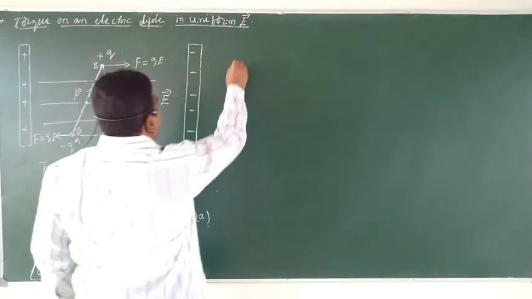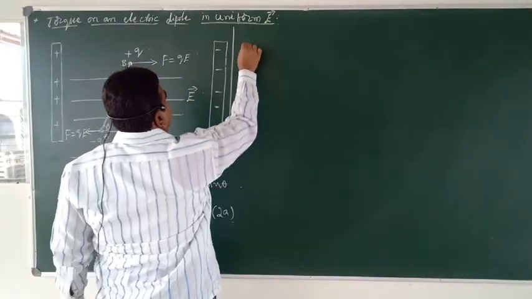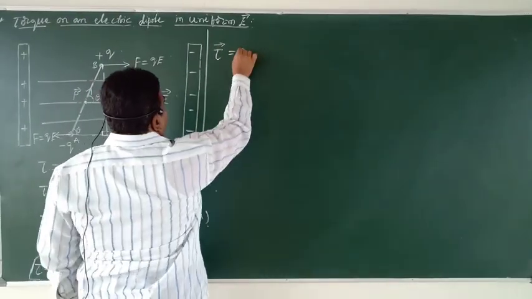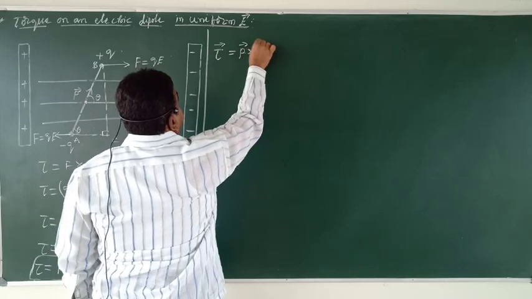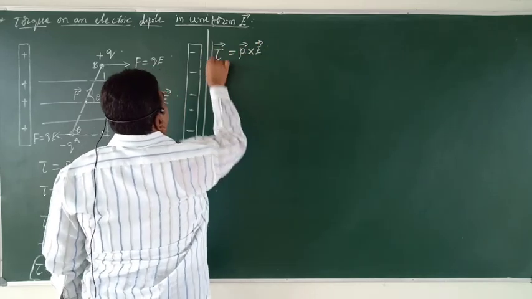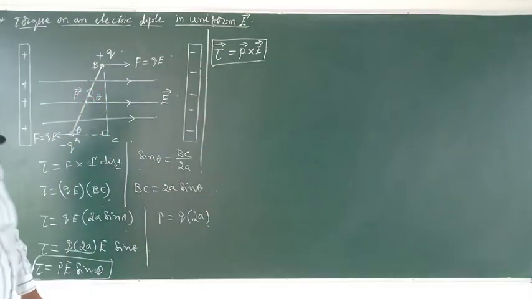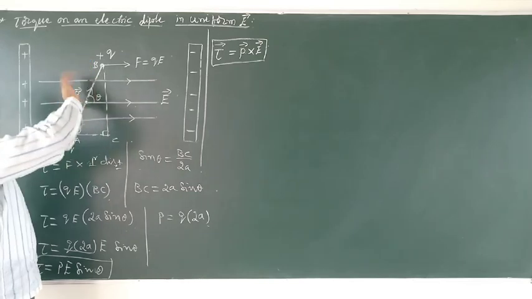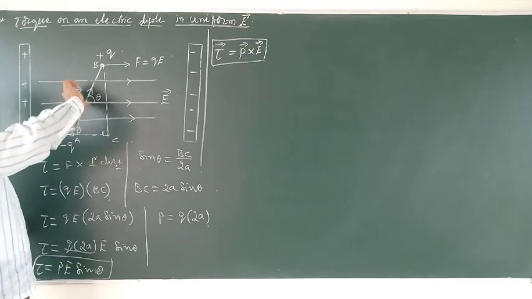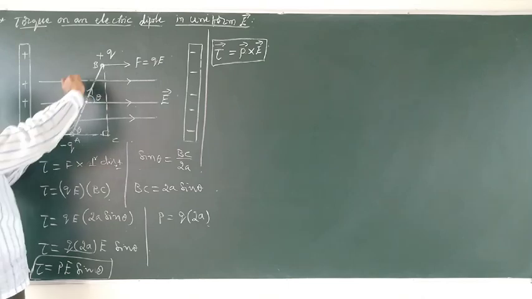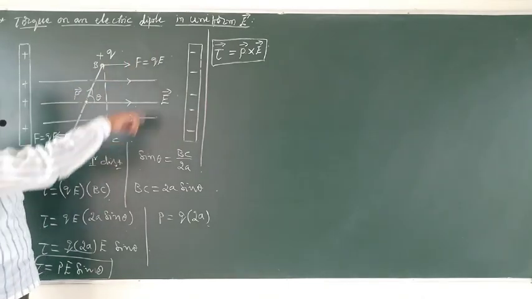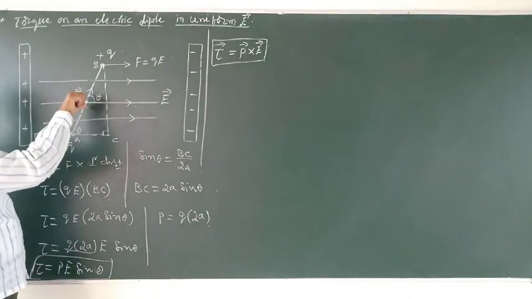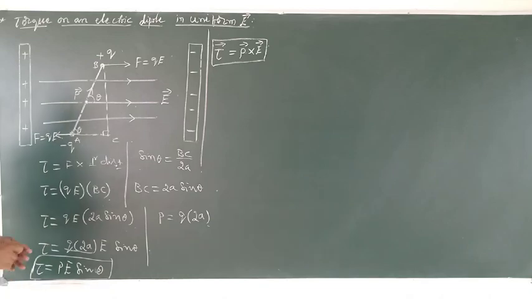In vector form, what can we write? This torque is the cross product of, this is p sin theta, p cross E. In vector form, we can write like this. So, look at the figure. This is p cross E means like this, p cross E. As a result, the dipole will rotate in the clockwise direction. This is torque. The direction of the torque is given by p cross E.